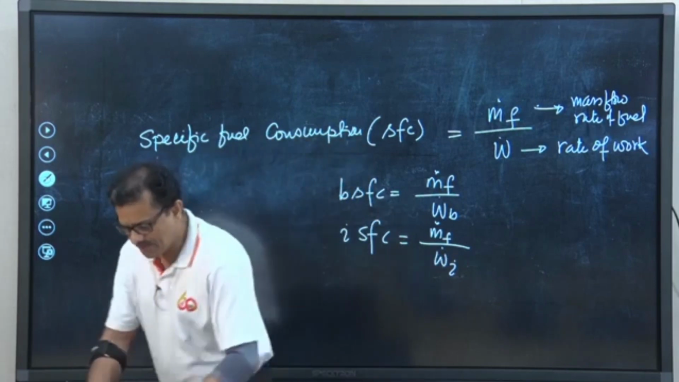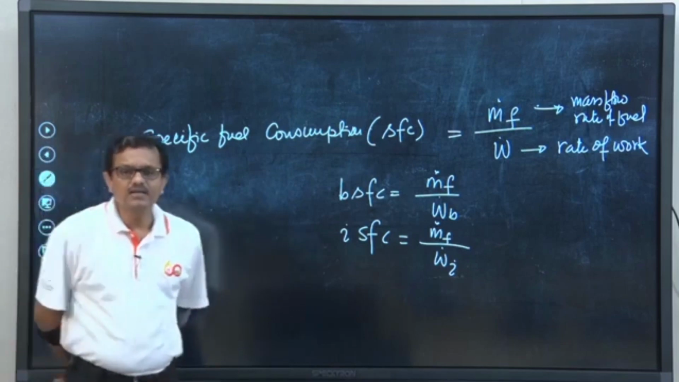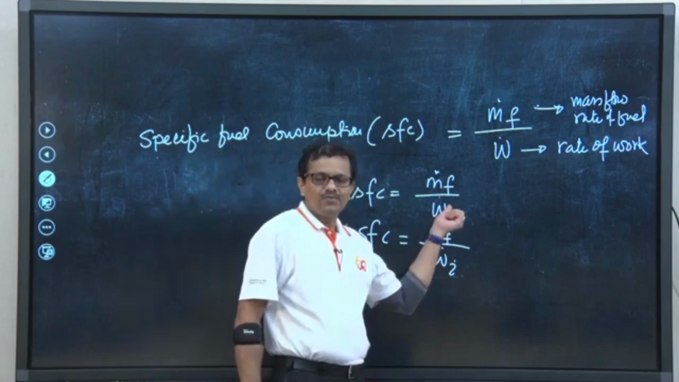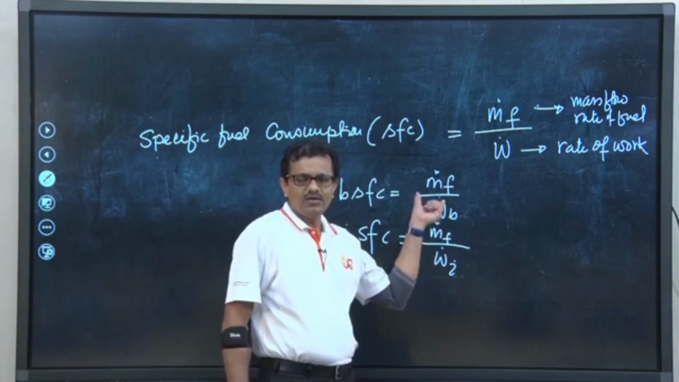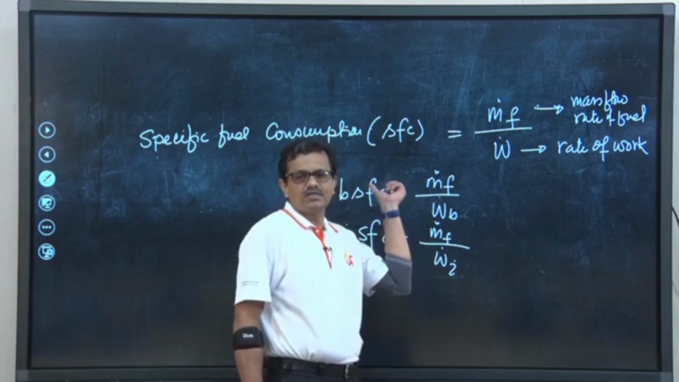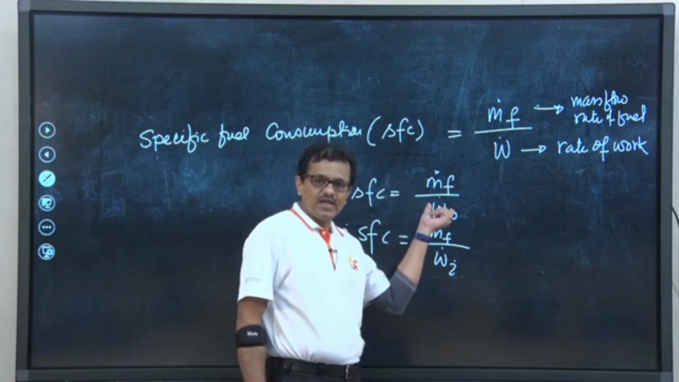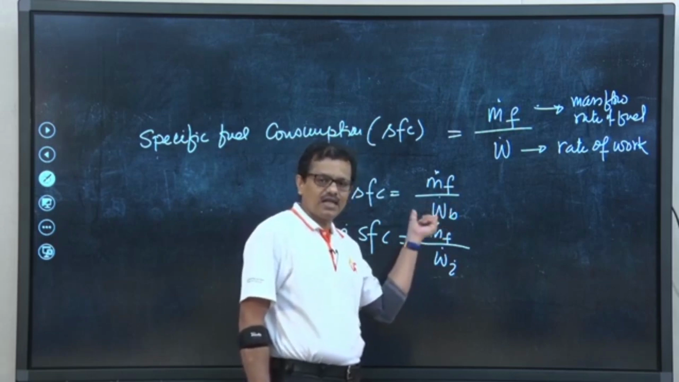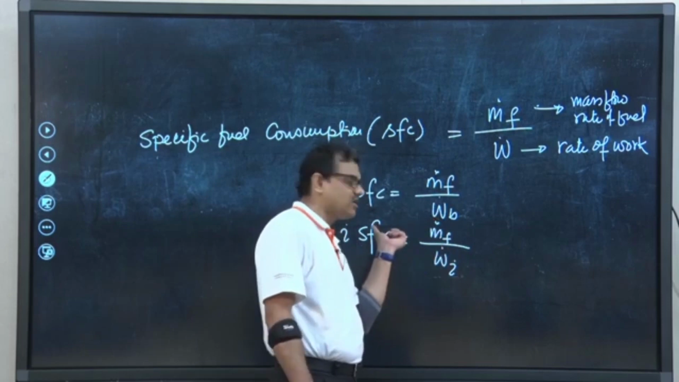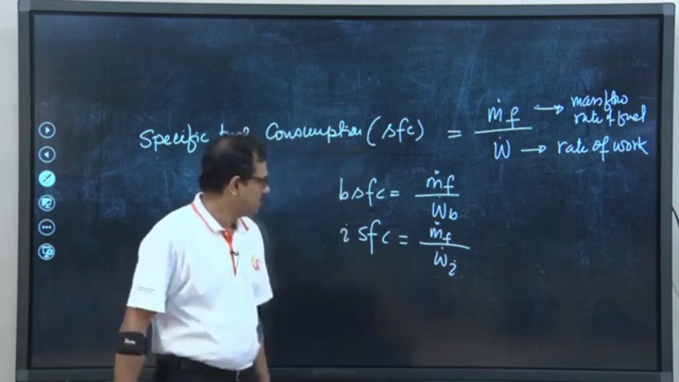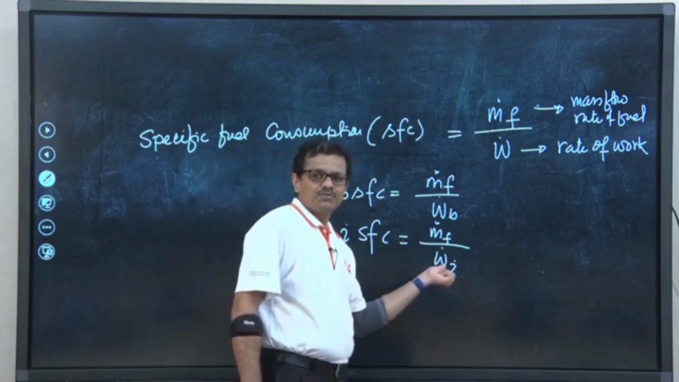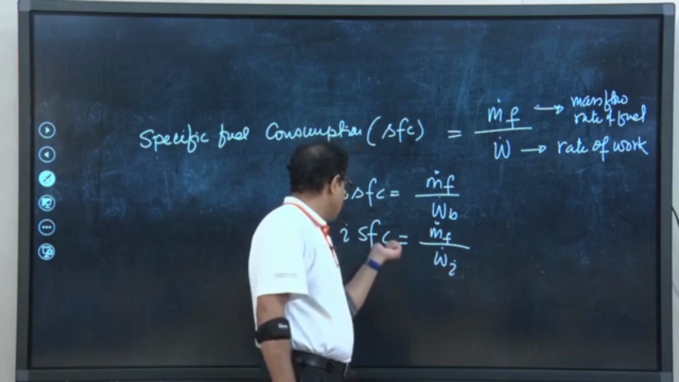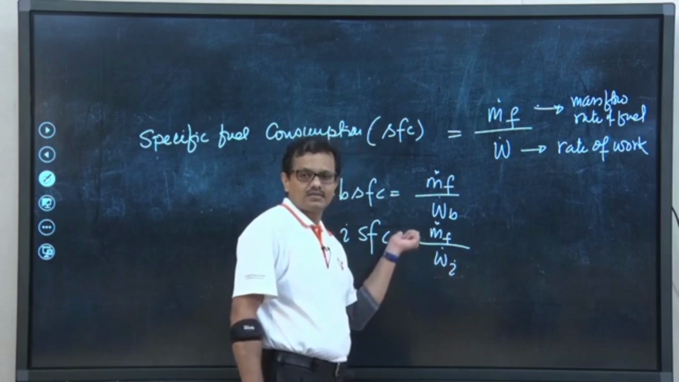Why is it so? Let me tell you. If we can measure only the brake work, then we will be considering the brake specific fuel consumption, because we are getting brake work. But if we consider indicated work, then the fuel consumption would be something else, because indicated work is much higher than W B. So, if we consider indicated work or indicated power, then specific fuel consumption would be less.